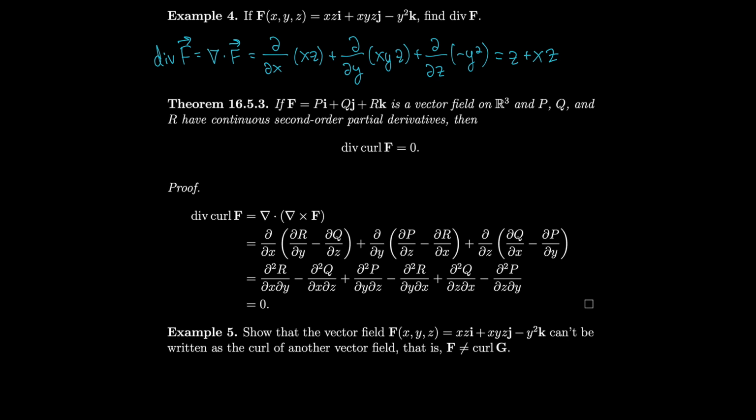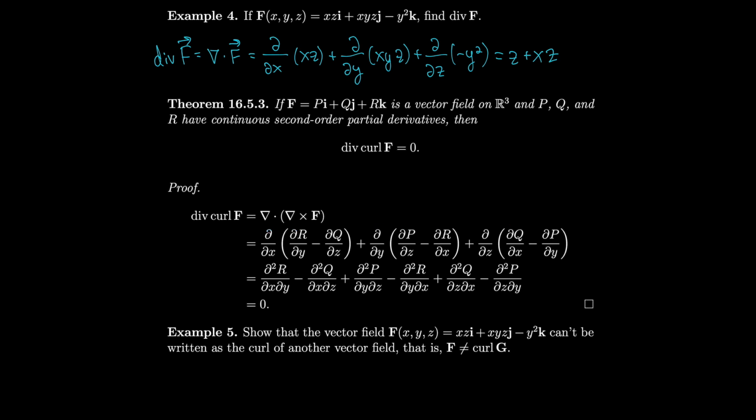So our next theorem is if we have a vector field in R3 and P, Q, and R have continuous second-order partial derivatives, then the divergence of the curl has to be 0. To prove this, we look at del dotted with del cross f, because that's what we said the curl was. So we are taking the partial with respect to x of the first component of the curl, partial with respect to y of the second, and partial with respect to z of the third, and then we add them all together.